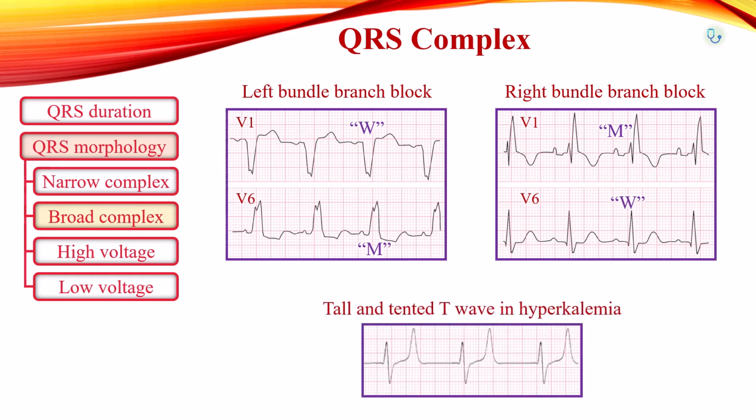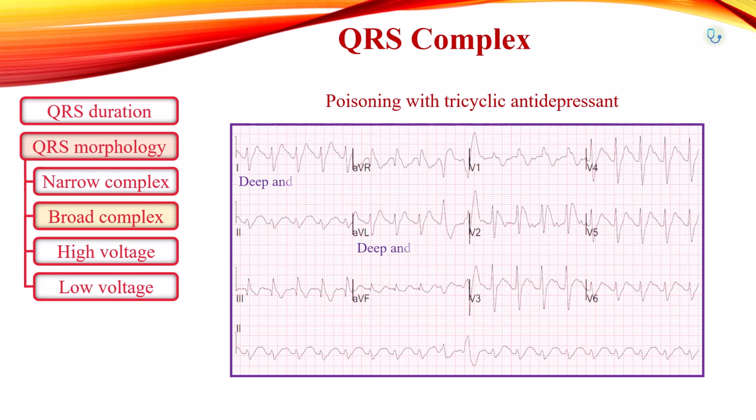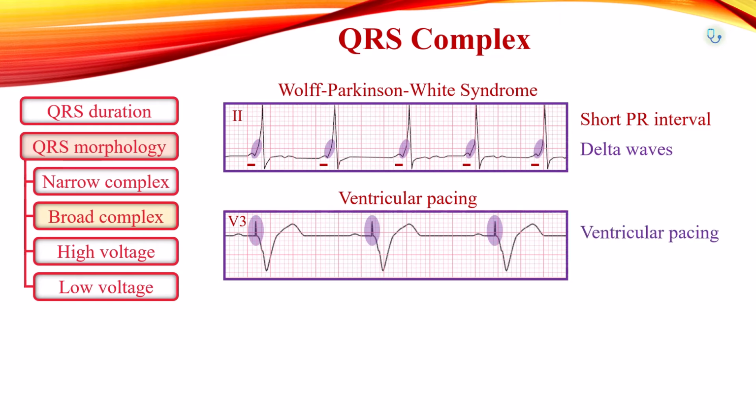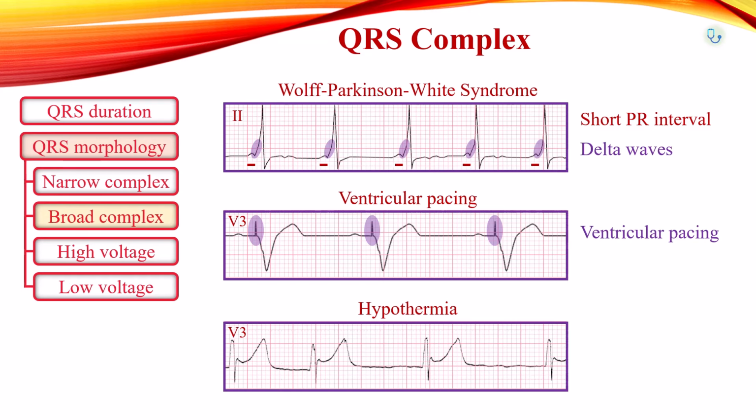EKG changes in hyperkalemia include tall and tented T waves. Tricyclic poisoning is associated with deep and slurred S wave in leads 1 and AVL, and tall R wave more than 3 mm in AVR. Wolff-Parkinson-White syndrome is characterized by a short PR interval and delta waves. Visible pacing spikes can be observed in ventricular pacing. Hypothermia is associated with bradycardia, long QT interval, Osborn waves and shivering artifacts.